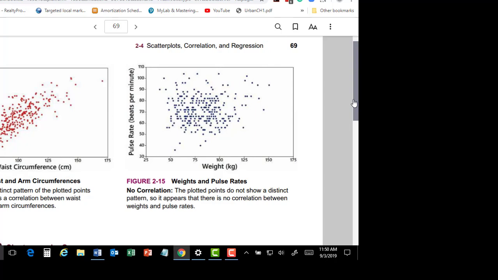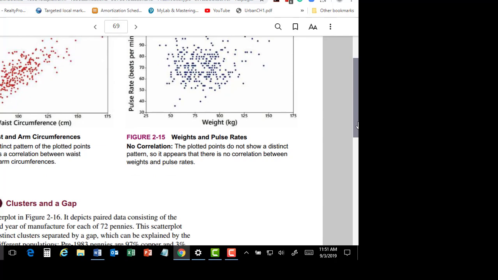Do you see if a line went through here, a line can go in almost any way. It doesn't really have a slope to it so much as it's spread out. So we would expect a very low correlation coefficient. This, it's good to know. And it can get kind of complicated, but not in this course. So this is cluster analysis.